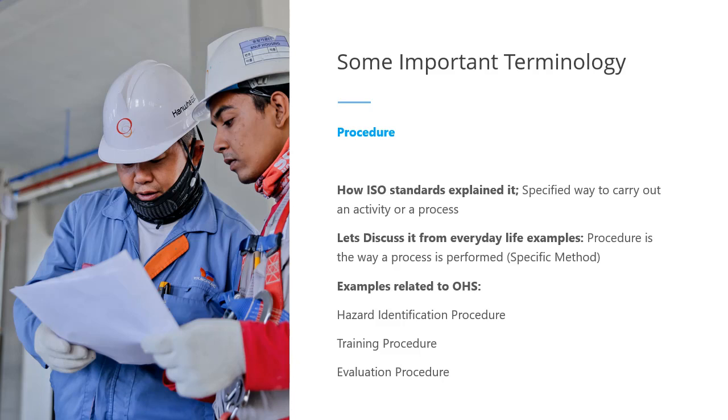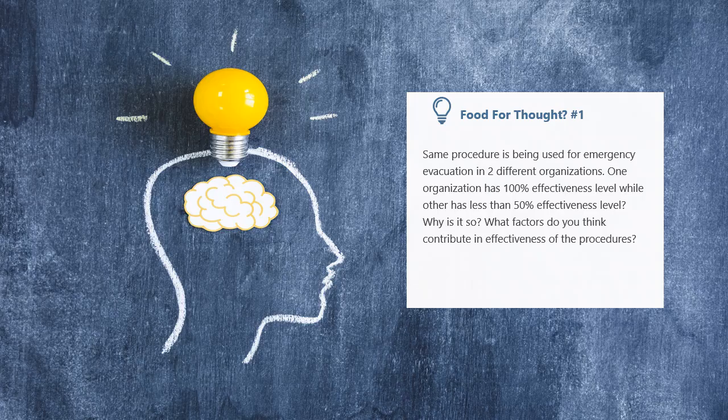For example, a hazard identification procedure can be different for different organizations. Some may require their workers to carry out hazard identification, others may ask their safety professional to do this job, while some may hire a consultant for the same job. ISO 45001 also explains that procedures can be either documented or undocumented.